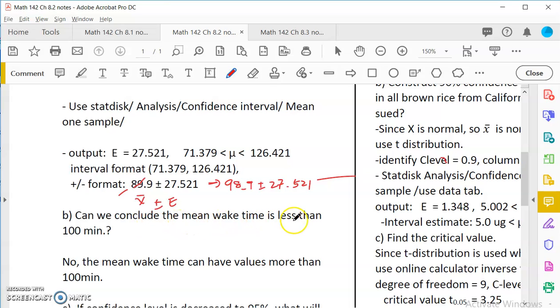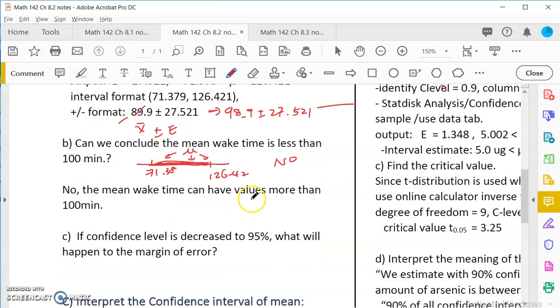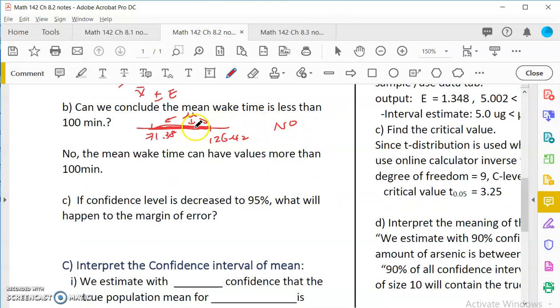Can we conclude that the mean wake time is less than 100 minutes? Is the whole interval less than 100 minutes? The interval is 71.38 to 126.42, right? Do all of these fall below 100? No. Some of them are less than 100, but I can't guarantee that mu is not here. Mu could be here, could be here. To conclude, it has to be that everyone is below 100. In this case, it's no. The mean time can have a value more than 100 because 100 is inside the interval.